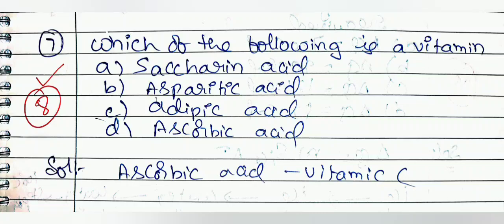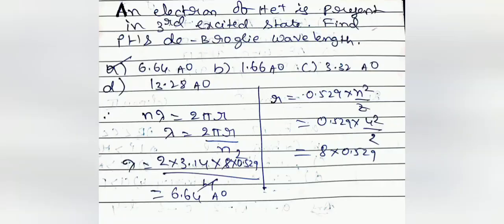Next one, which of the following is a vitamin? Ascorbic acid, we know it is vitamin C. Quite easy one. The next one, an electron of He plus is present in the third excited state. Find its de Broglie wavelength.